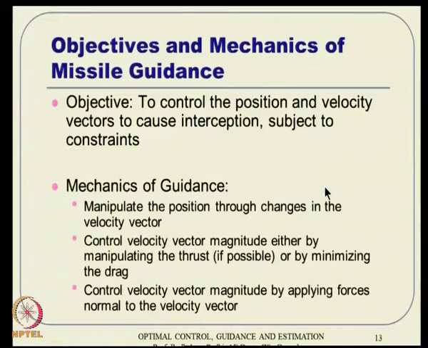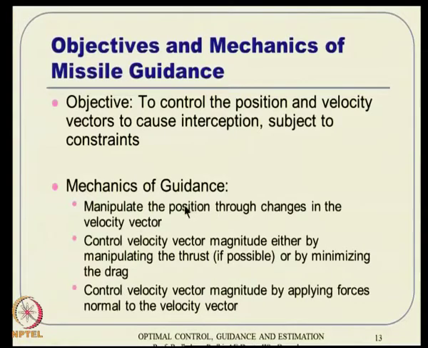So, what are the objectives and mechanics of missile guidance? Objective is to control the position and velocity vector to cause interception subject to constraints. That is a straightforward objective. And mechanics of guidance is to manipulate the position through changes in the velocity vector. That is how we can influence that. So, you have to manipulate the position through changes in the velocity vector.